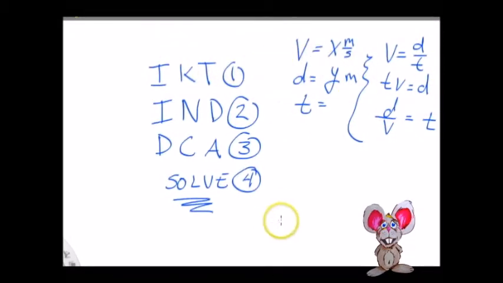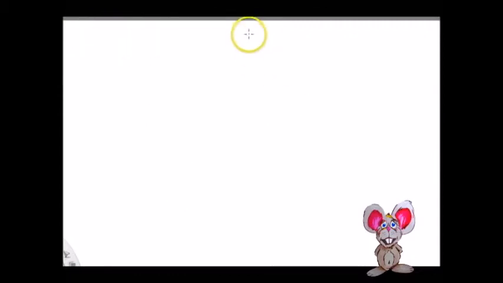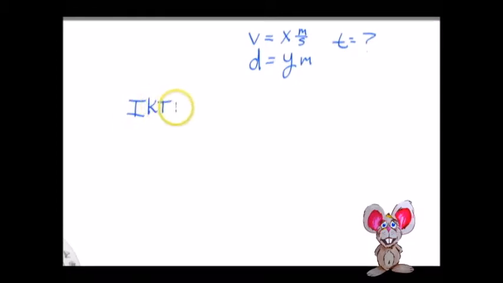So, let's go back here. We're going to edit and clear. So we're given velocity equals x meters per second. Distance equals y meters. T equals our unknown. So we deduce that from the problem. So we first want to isolate known terms. So that equals velocity equals x meters per second, and distance equals y meters.